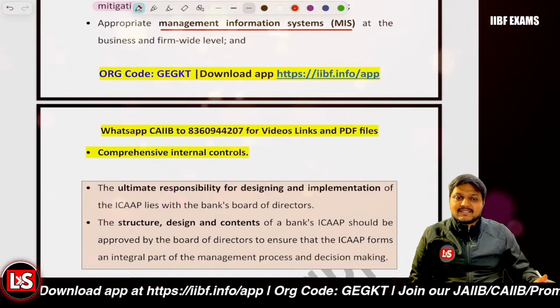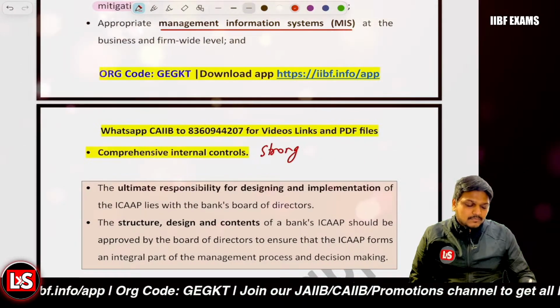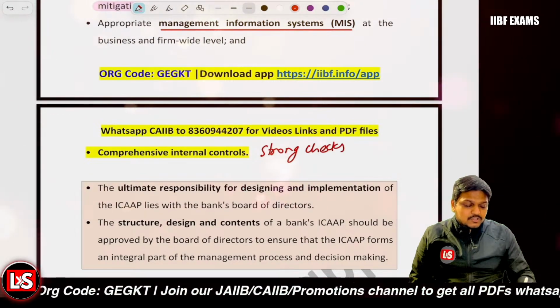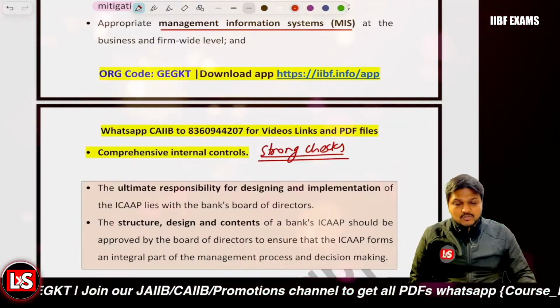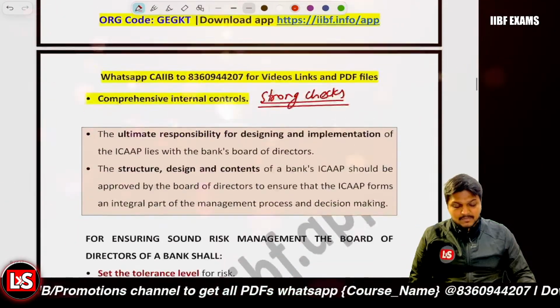Like, let's say we're talking about the strong checks. We are talking about the strong checks here. That should be here. So those are the features related to the sound risk management system.